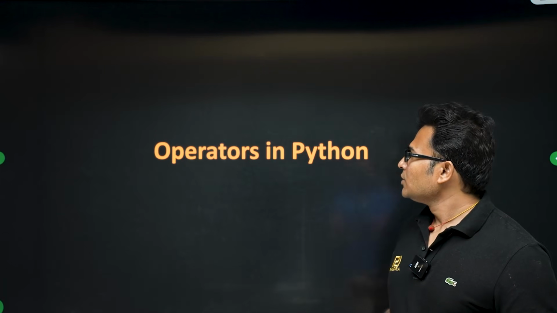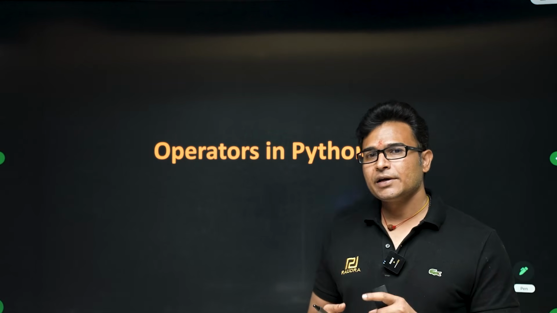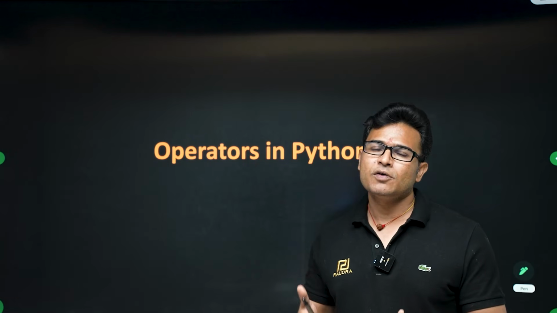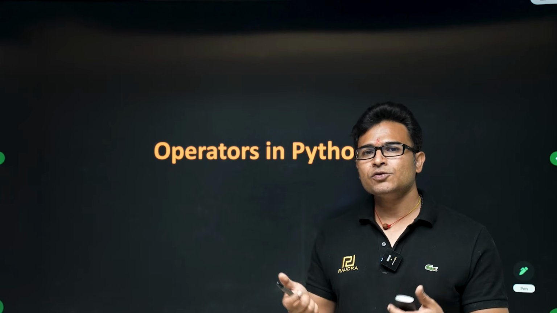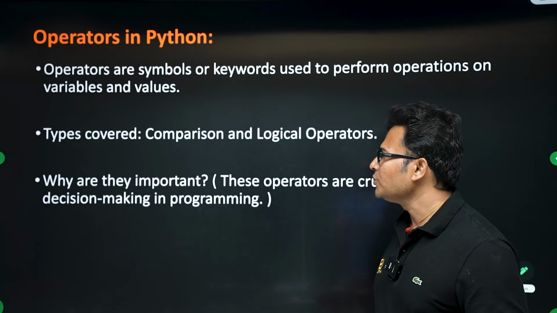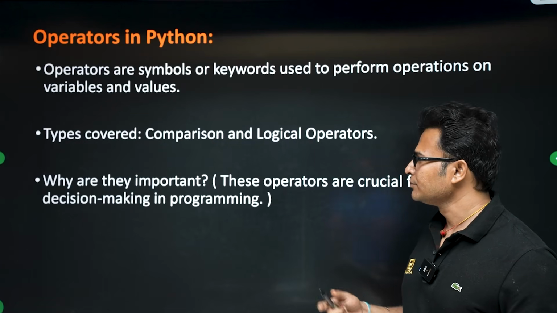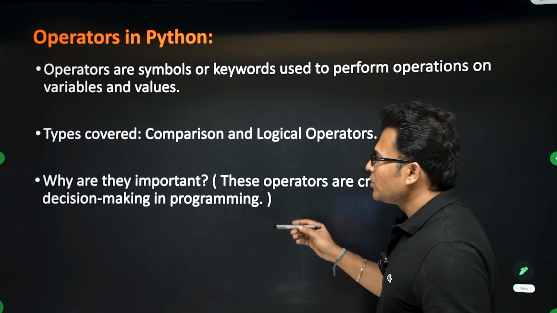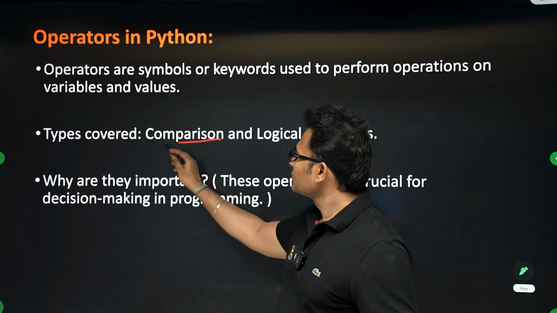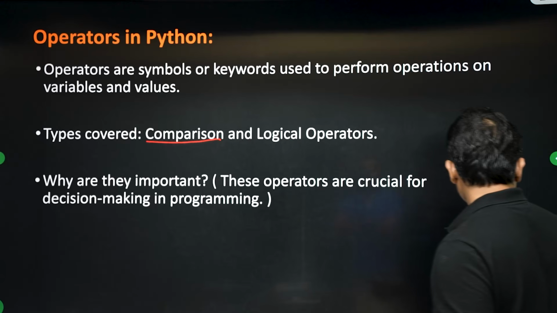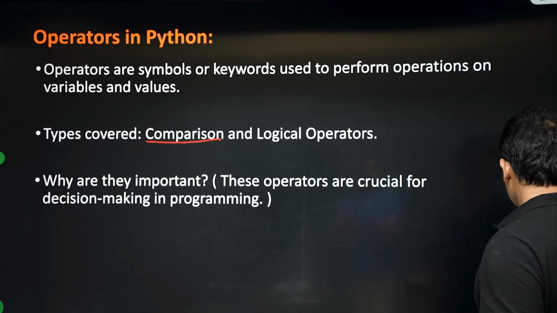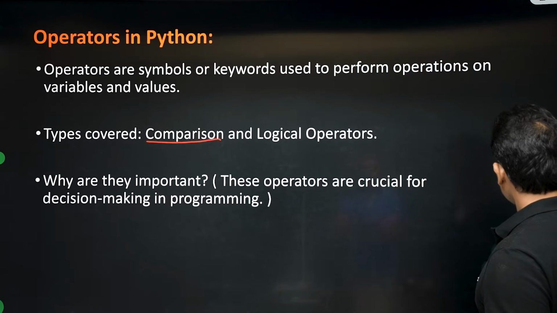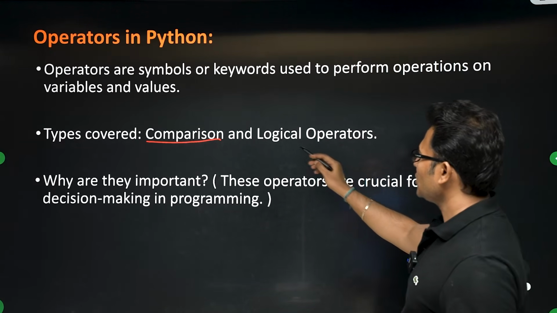Let's begin. So operators in Python, we have already seen arithmetic operators, assignment operators. What are operators? They are generally symbols which perform some operation on the values or variables, right? You already know that. I don't have to repeat it again. So now we are going to cover comparison operators and logical operators.